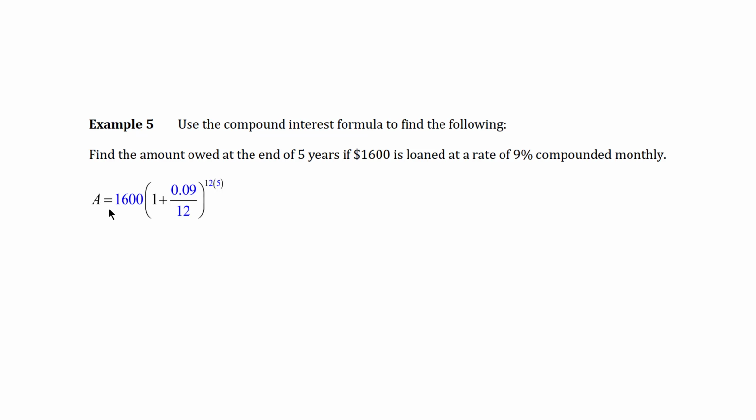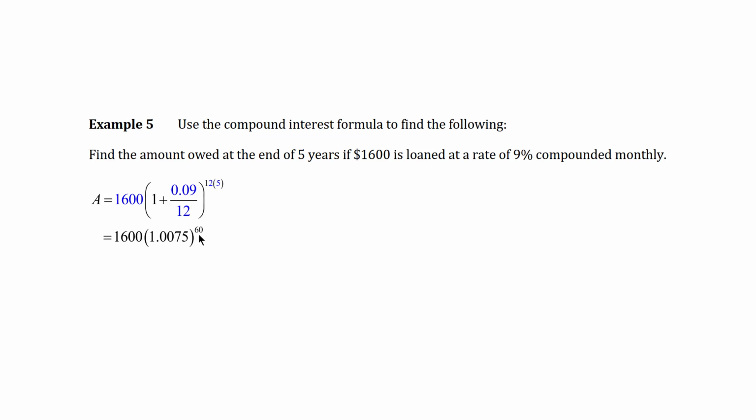We get A equals 1600 times the parentheses 1 plus 0.09 over 12 raised to the 12 times 5 power. Next, we simplify. On the inside of the parentheses, I can divide 0.09 by 12 and add 1. This would be 1.0075. We could also simplify the exponent. 12 times 5 is 60. So we get 1600 times the parentheses 1.0075 raised to the 60th power.